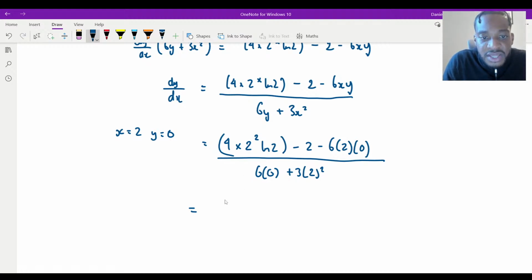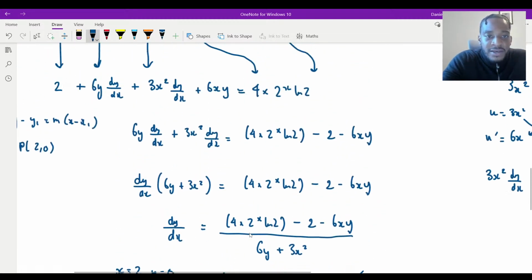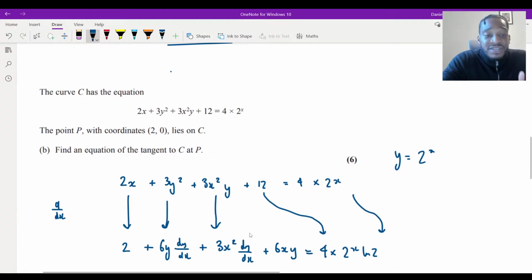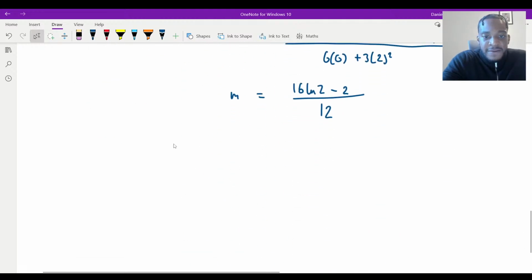That's going to be 16, no? 4 times 2 squared is 4 times 4. That's 16 ln 2. That there is minus 2. That goes, that's 0. And then this is over what? 2 squared is 4, 4 times 3 is 12, no? So the gradient of the tangent is 16 ln 2 minus 2 over 12. So we've got that there. And they didn't ask for any specific form, to be fair, so we can just say that's going to be that there.